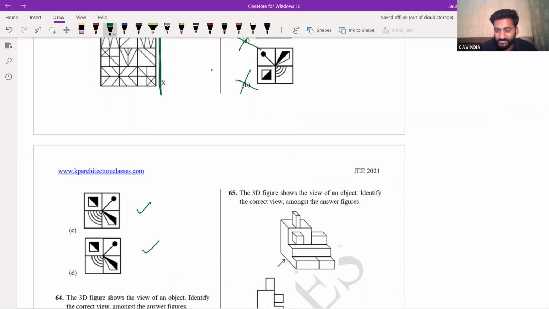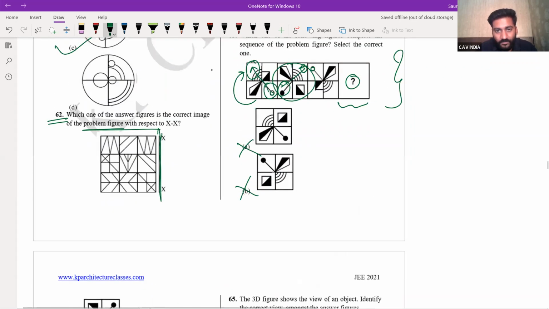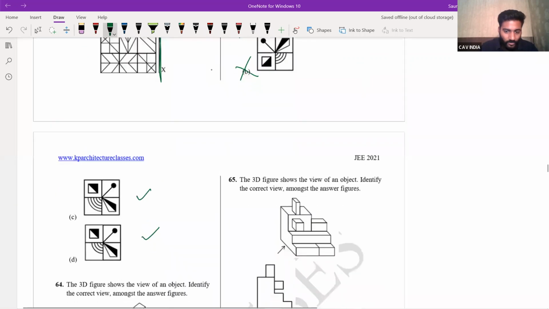One of the differences is in the number of rings. So we can just count the rings here: 1, 2, 3, 4. 1, 2, 3, 4. D is the right answer. Yes, correct. Option D is the right answer.